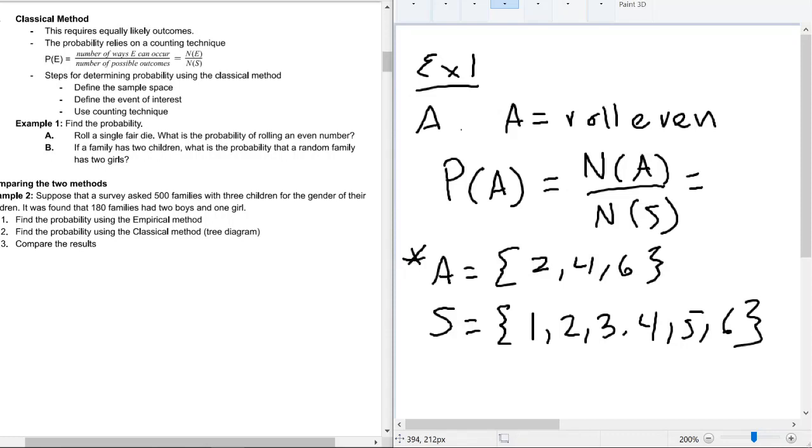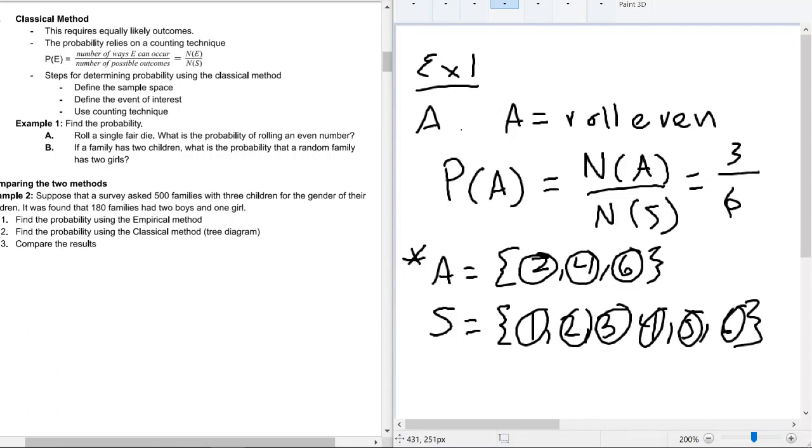Looking at this formula, the number of outcomes in A, now we can count the outcomes in this set. So we have 1 outcome, 2, and 3 outcomes. And in the sample space, here we have 6 total possibilities. So this outcome will be 0.5. And that's how we use the classical probability formula.